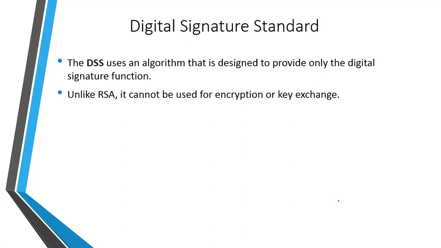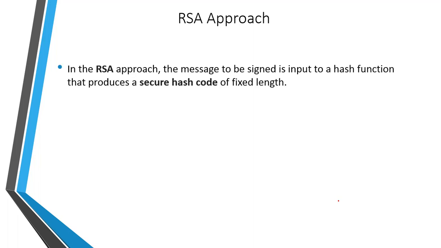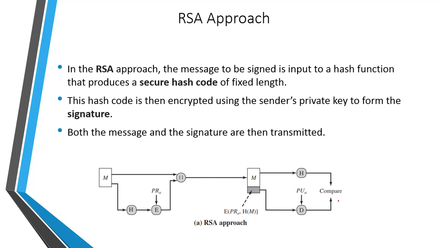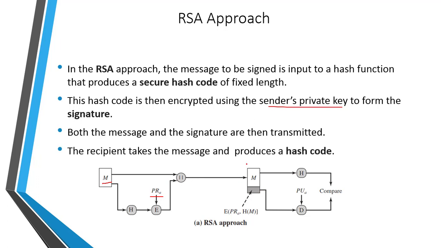First of all, in DSS we will see the RSA approach. In the RSA approach, the message to be signed is input to the hash function. As you can see, first we generate the hash code of the original message. After that, this hash code is encrypted using the sender's private key, that is PRA. And after that, both the message and the signature are transmitted to the receiver.